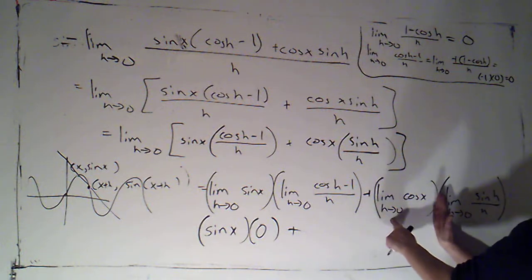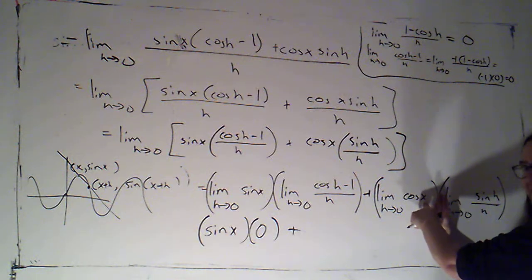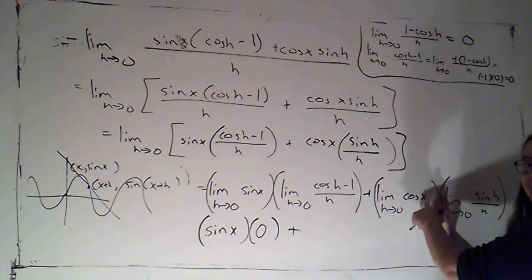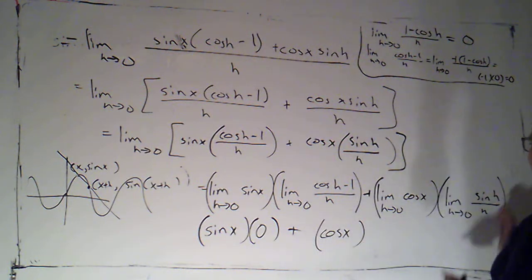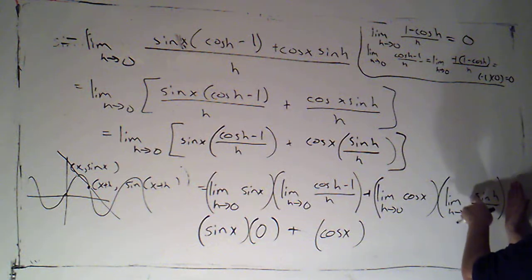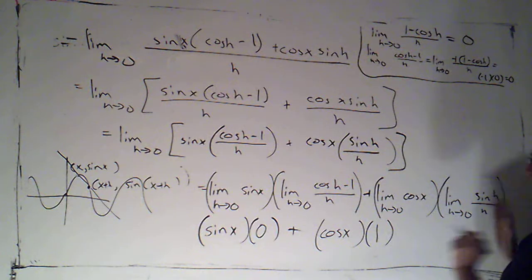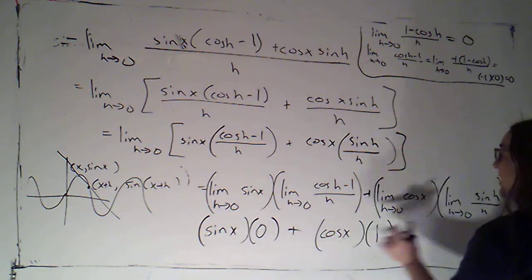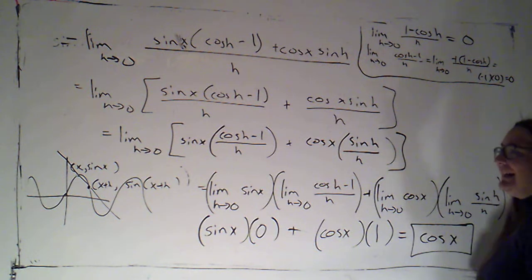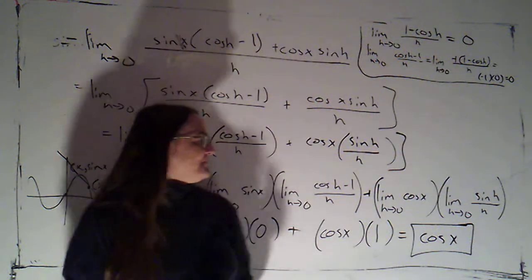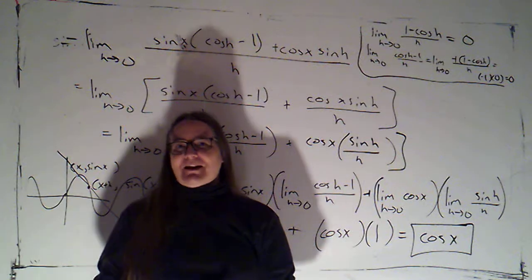Plus the limit as h goes to 0 of cosine of x. I don't see any h's in here. If x is representing a constant, then cosine of x is representing a constant as well. So this limit is cosine of x. The limit as h goes to 0 of sine h over h, that's just 1. Sine of x times 0 is 0. Cosine of x times 1 is cosine of x. The derivative of sine x is cosine x. So the educated guess that we made based on the graph was correct.